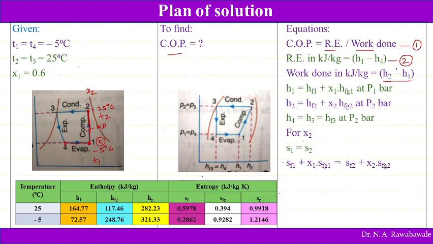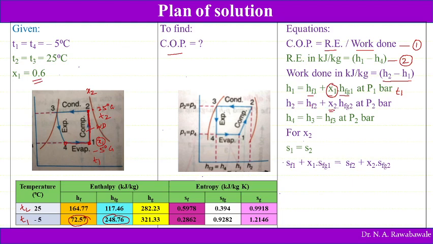So we need to find H1, H2 and H4. To find H1: HF1 plus X1 HFG1. Here X1 is given to us, and HF1 is taken at temperature T1, that is minus 5 degrees Celsius, while T2 means 25 degrees Celsius. HF1 is given here as 72.57, HFG1 is given as 248. We can substitute; X1 is directly given in this problem as 0.6. Then we have to find HF2, and for that X2 is required.